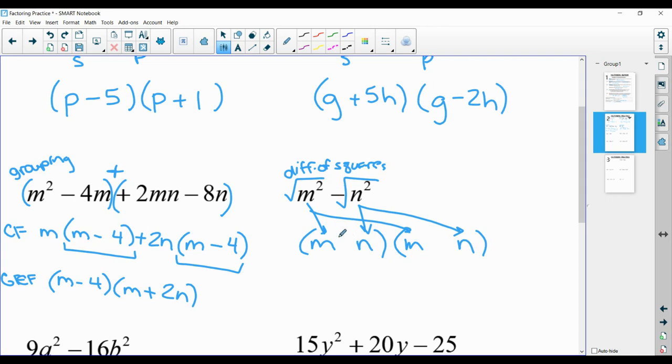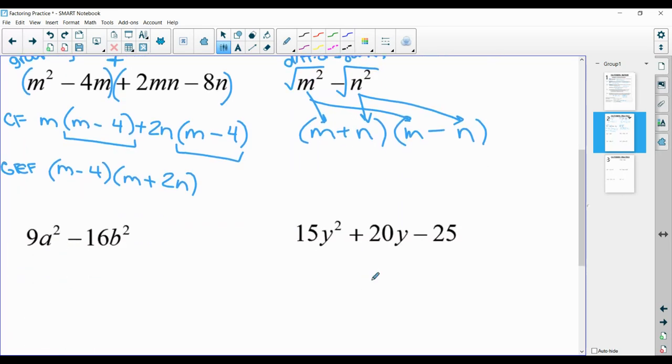And then in order to have our middle term cancel out, we need a negative product, meaning they're opposite signs. And by having identical brackets with just opposite signs, my middle term is going to cancel out. So I've got m plus n times m minus n. So again, you're just square rooting those first terms, square rooting the last terms, and then plus minus.